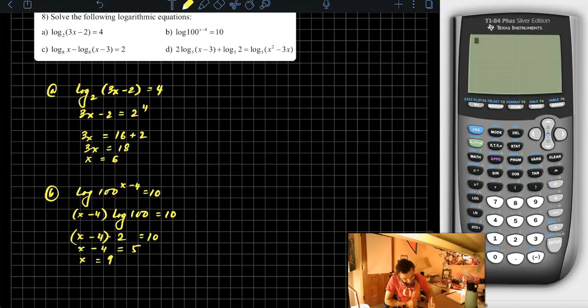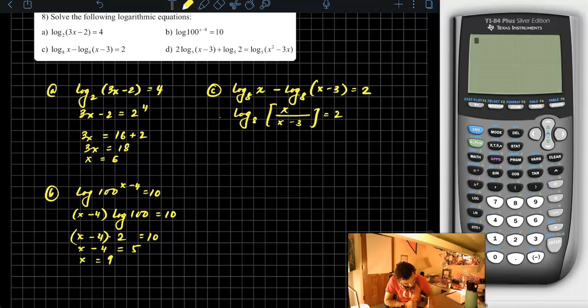Alright, let's move over to this side, part C. It's saying log base 8 of x minus log base 8 of x minus 3 equals 2. It's nice that both of the logs have a base of 8. So instead of taking a difference of logs, I can take the log of the quotient.